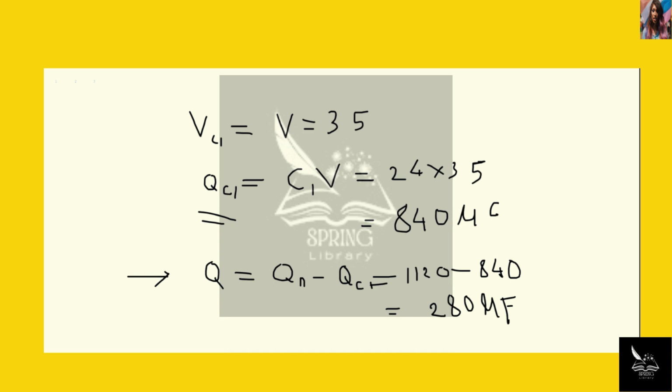And since C2 and C3 are in series, the charge across C2 is equal to the charge across C3. I hope you understand.